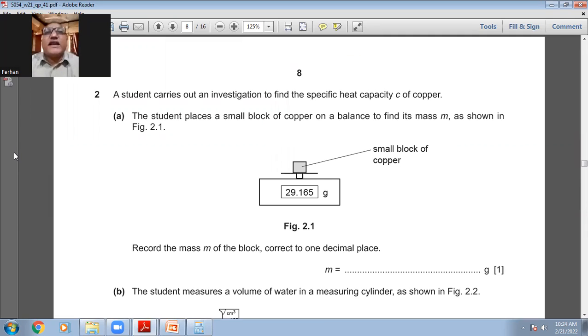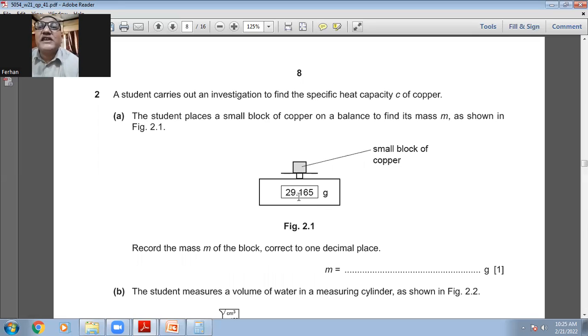A student carries out an investigation to find the specific heat capacity, small c, of copper. The student places a small block of copper on a balance to find its mass m, as shown in figure 2.1. They have placed the small block of copper on an electronic balance, and the reading is 29.165 grams. Record the mass m of the block correct to 1 decimal place.